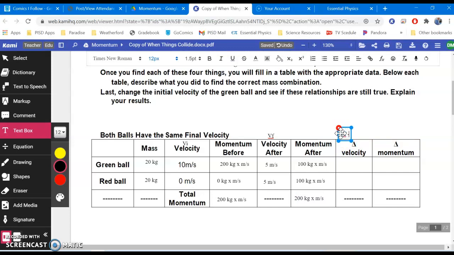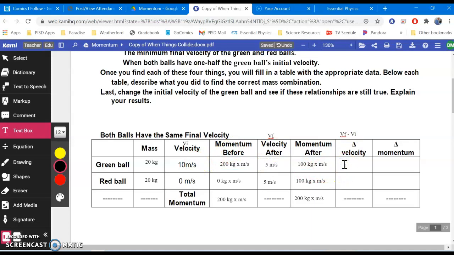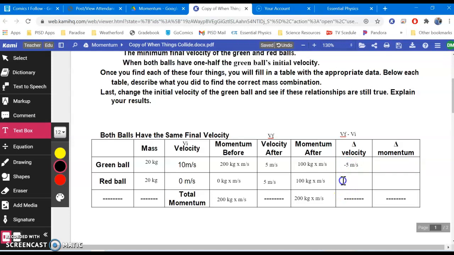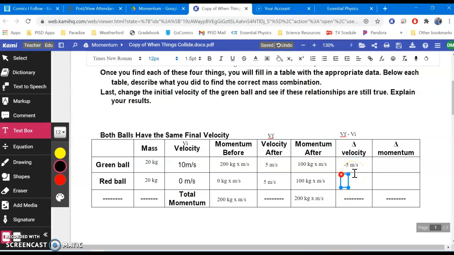All right, now the change in velocity we know is VF minus VI. So the final minus the initial is going to be 5 minus 10, which gives you what? A negative, that's right, 5 meters per second. So it changed by that. This one changed by, you take the final, 5 minus 0, so it actually speeded up by 5 meters per second. Notice their velocities changed the same amount, but in opposite ways. This one decreased by 5 meters per second. This one increased by 5 meters per second.